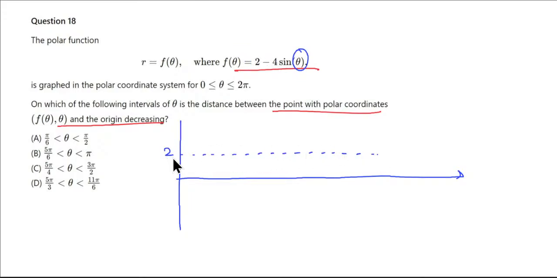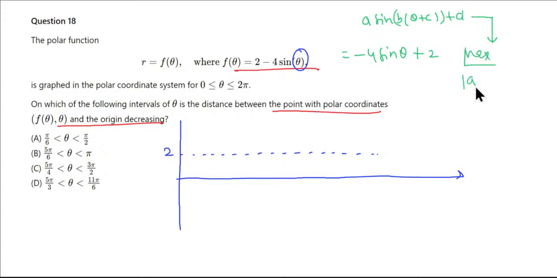I have 2 here. What is the maximum value of this? Actually, you know what? I prefer to rewrite this as -4 sine theta plus 2. And I don't know if you know this formula. If we are given A sine B theta plus C plus D, although the maximum and minimum honestly is irrelevant in this question, I'm still covering this because it will be helpful for you. The maximum value of this is going to be the absolute value of A plus D, and the minimum value is going to be negative absolute value of A plus D.